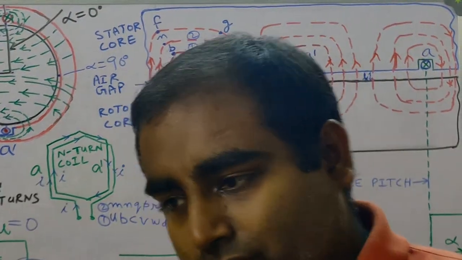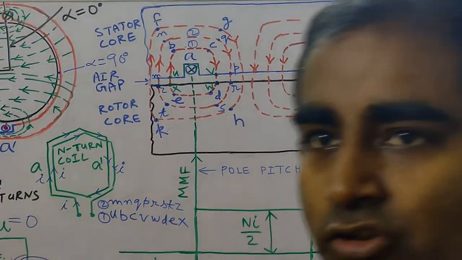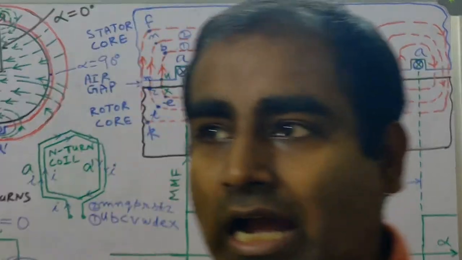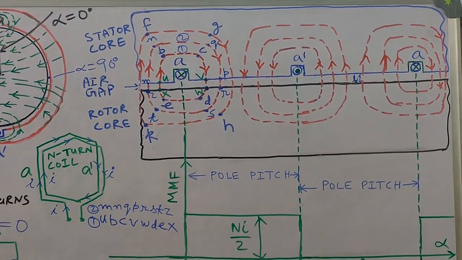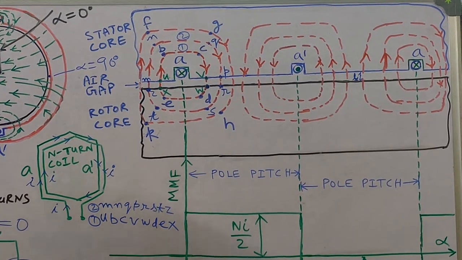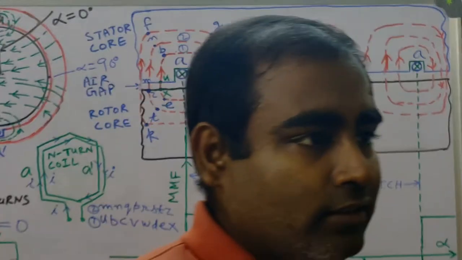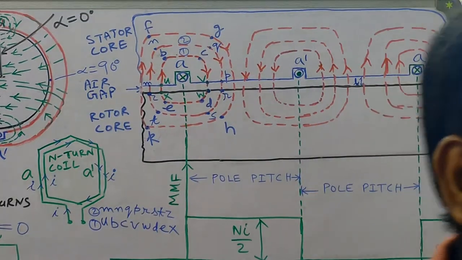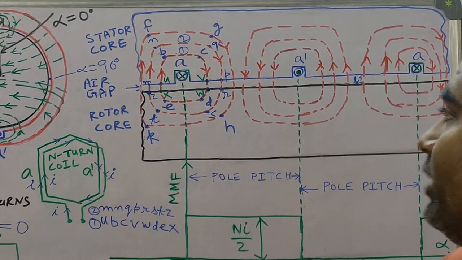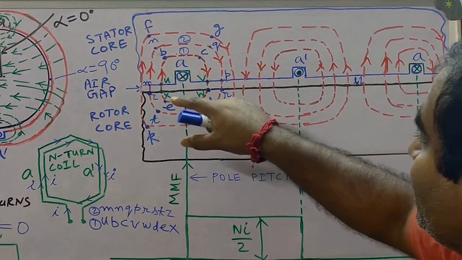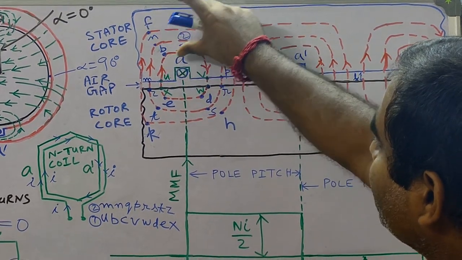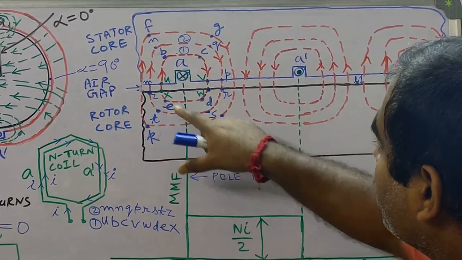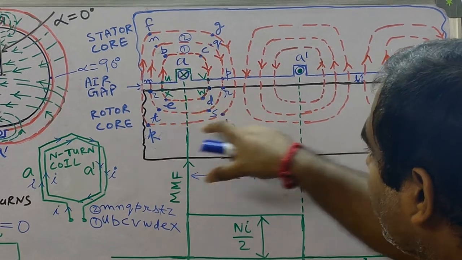They do not count because of the simple fact that we have assumed in the beginning that the iron portion of the stator and rotor core will have infinite permeability. That means reluctance offered by the stator core iron and rotor core iron will be zero. So it is immaterial whether the portion of the magnetic path falling in the stator core portion and rotor core portion is shorter or longer.